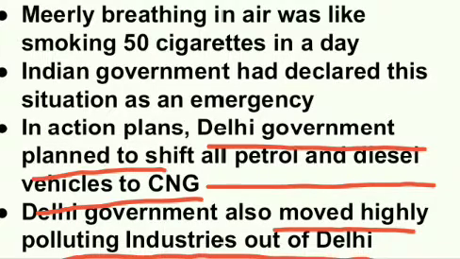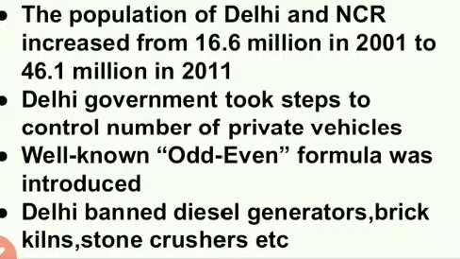Now burning of crop residues also increased during the years between 2010 and 2019. Multiple new settlements and new activities boomed in the area. If we talk about Delhi's population, then in 2001 the population of Delhi and NCR, the National Capital Region, was 16.6 million, and in 2011 it was 46.1 million. So in the span of 10 years, Delhi's population increased by 3 times.